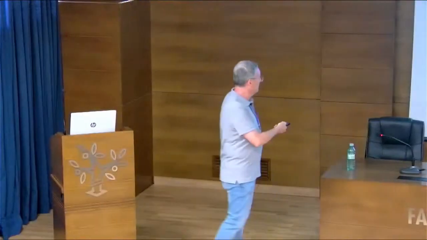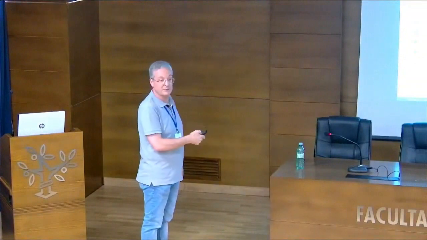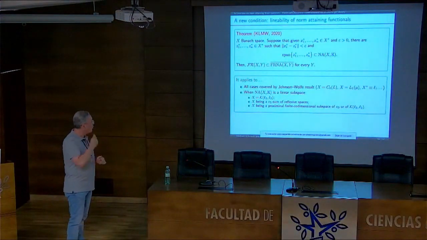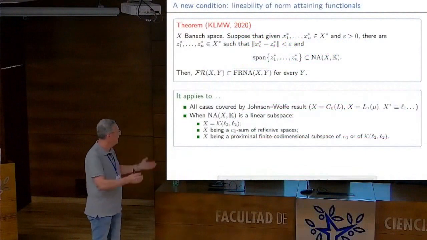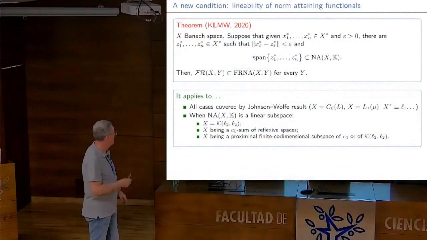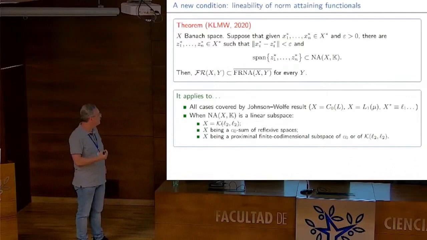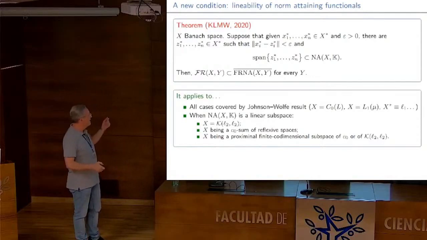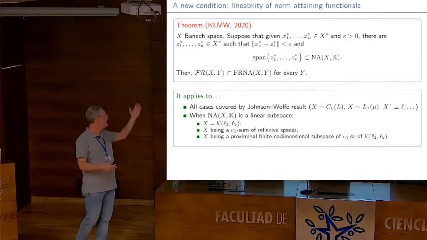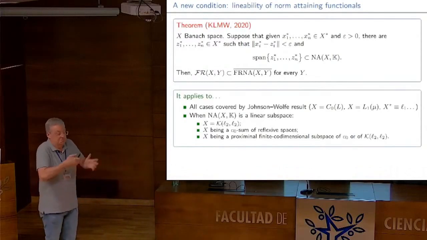Okay, and this is why, by this lemma, this S is a non-attaining operator. Okay, so where can you apply this result? All cases covered by the Johnson and Wolfe result: CK, L1, the pre-dual of little L1, all of this. Or when the set of non-attaining functionals is a linear subspace, as I said. For instance, this is true for compact operators from L2 to L2, or X being a C0 sum of reflexive spaces. So you are very far from having anything related to the approximation property. You can be very far. Or proximal finite codimensional subspaces of either C0 or K of L2 to L2. Okay.